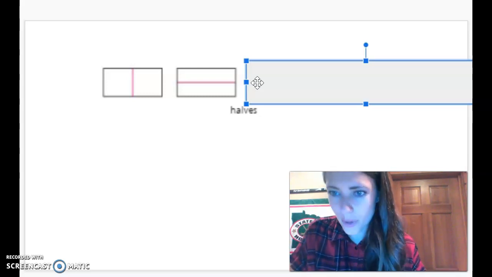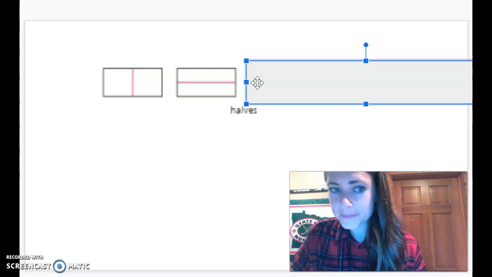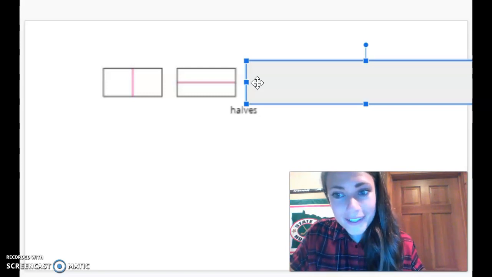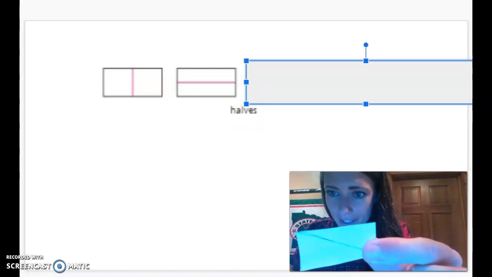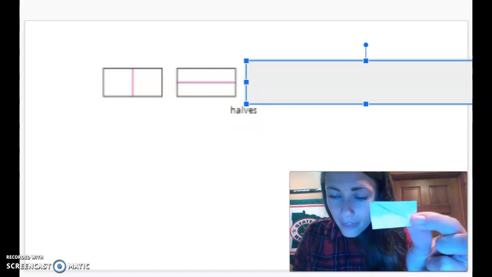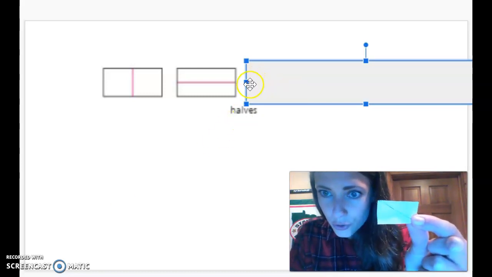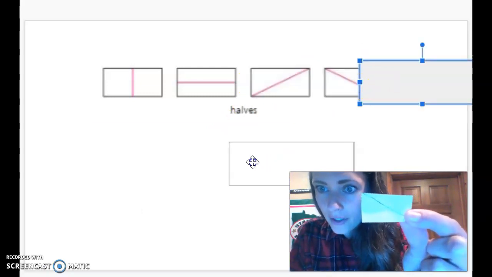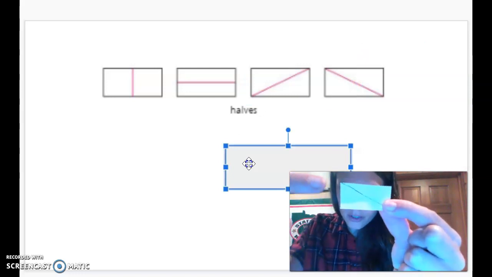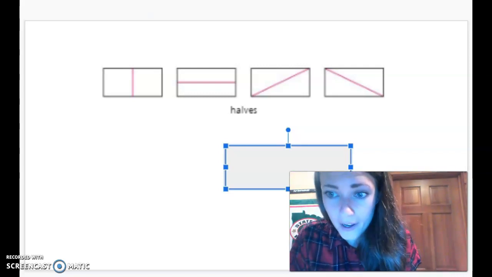Okay, is there another way that you could make 2 equal shares with a rectangle? You can't do it folding because they don't line up, but if you take a pen and draw a diagonal this way, that also shows 2 equal shares, or 2 halves. But if you think about it, you can make a diagonal going the other direction to show 2 equal halves.